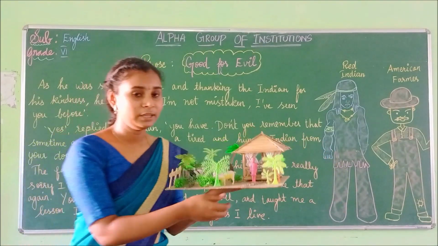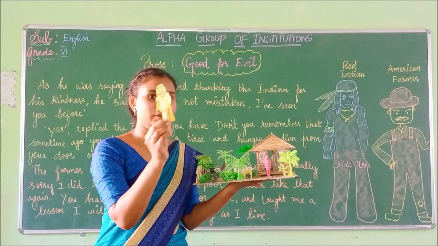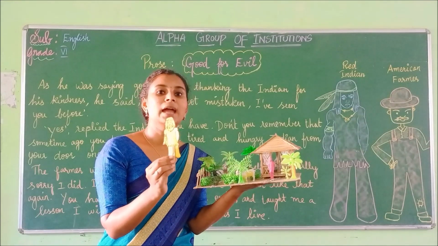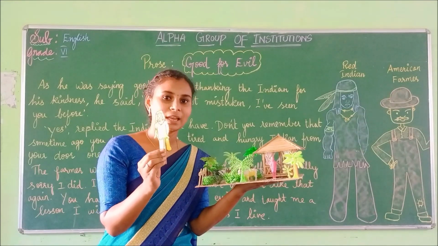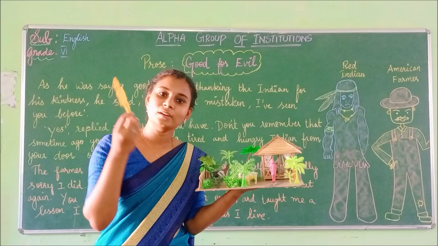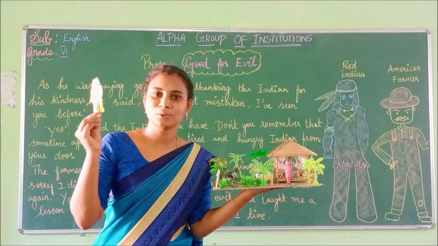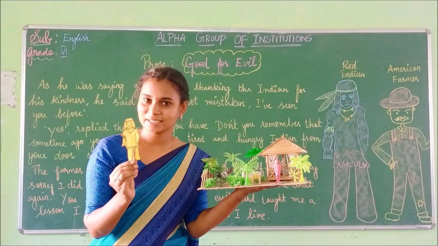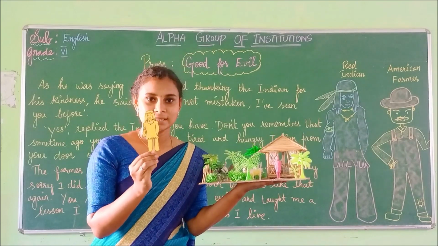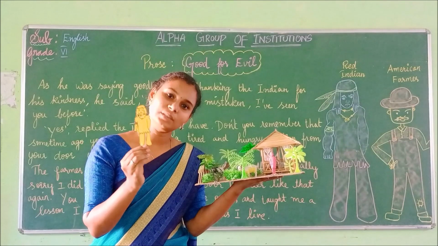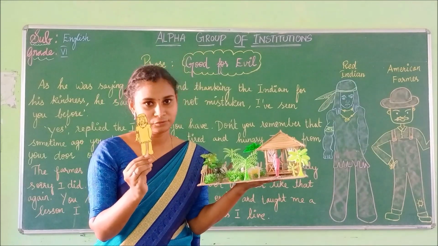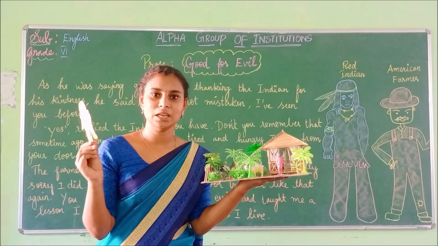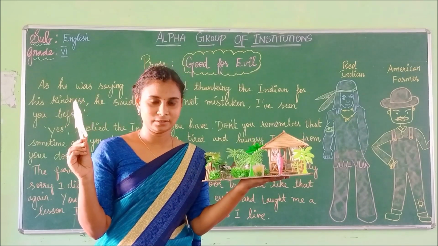So later what he found? He found a house of a Red Indian, isn't it? So he went to the Red Indian and asked him whether he can help me to find the way. What did this Red Indian do? He is so polite and kind to him and he offered to help him, isn't it? He told him that it is so dark at night, so you stay in my hut and I'll give you food and in the morning I'll show you the way. So that's what this Red Indian told to the American farmer, right?